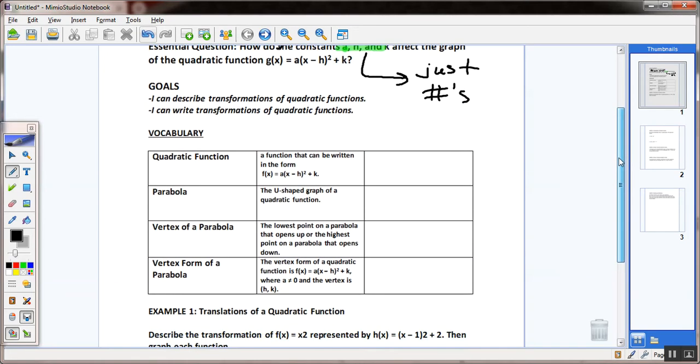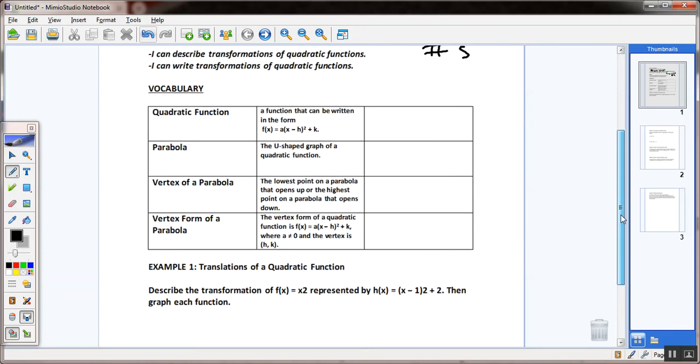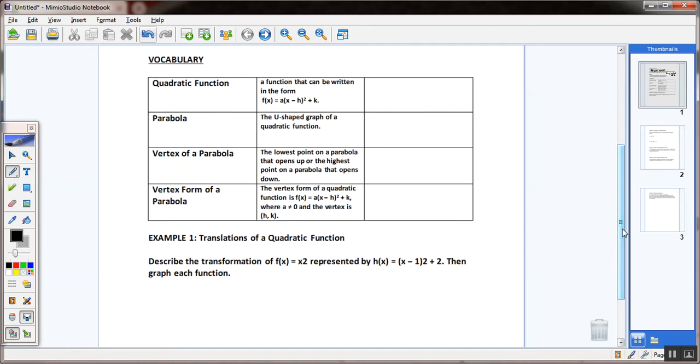All right, in order to answer that question, you need to be able to describe transformations of quadratic functions. And then we also need to be able to write transformations of quadratic functions. So at the end of this, this is what I want you to be able to do. I want you to be able to describe transformations and write transformations for quadratic functions. So let's get into the vocabulary. What is it that we're really doing today? Volunteer to read my quadratic function definition.